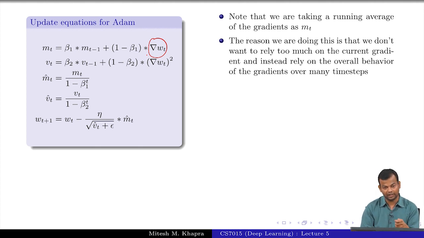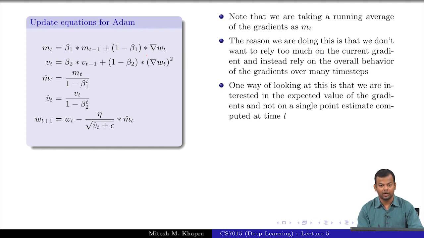So if one particular gradient at time T is pushing us in some direction, we do not want to be hasty and start moving there. We want to accumulate the history and appropriately weigh everything in it. That is the idea behind taking this running average of gradients. The other way of looking at it is that we are interested in the expected value of the gradients and not the point estimate at time T. The gradient of WT is just the point estimate at time T, and we are not interested in that. We are interested in the expected value, and our behavior should be according to it. That is what we desire.